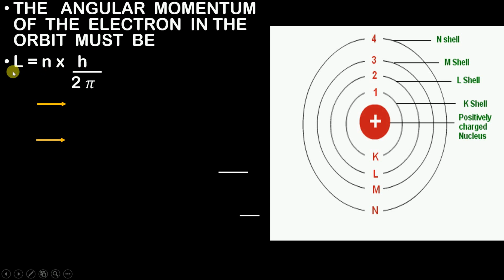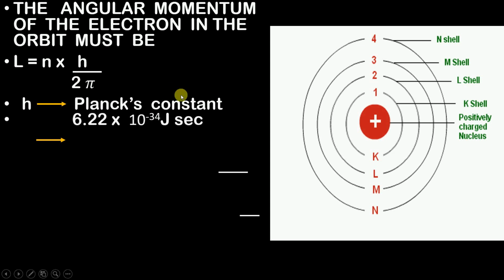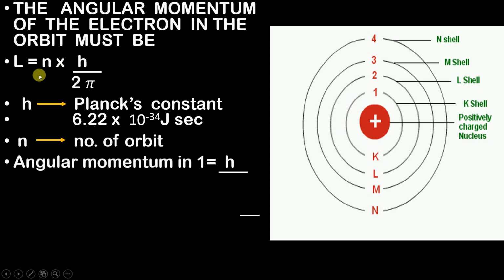He said that the angular momentum of an electron revolving in any orbit is n into h upon 2π, where h is Planck's constant, and the value of Planck's constant is 6.62 × 10^-34 joule second, as we all know. And n is the number of the orbit in which the electron is revolving. Suppose your electron is revolving in the first orbit. Then you substitute the value of n as 1. So the angular momentum of the electron in the first orbit is h upon 2π.